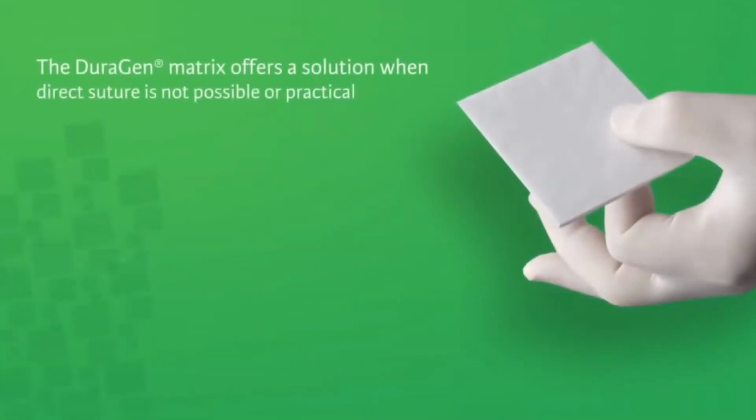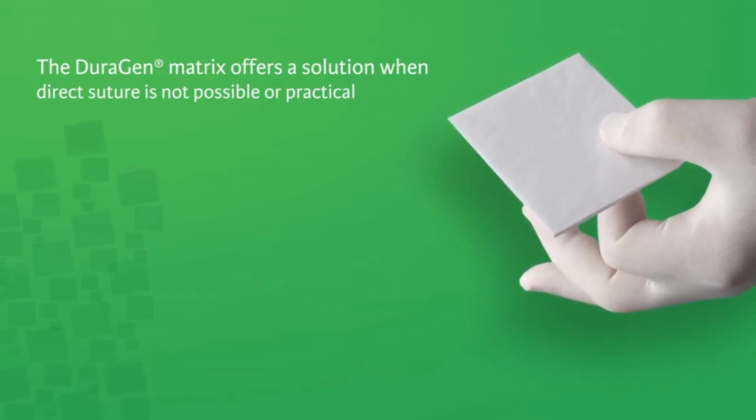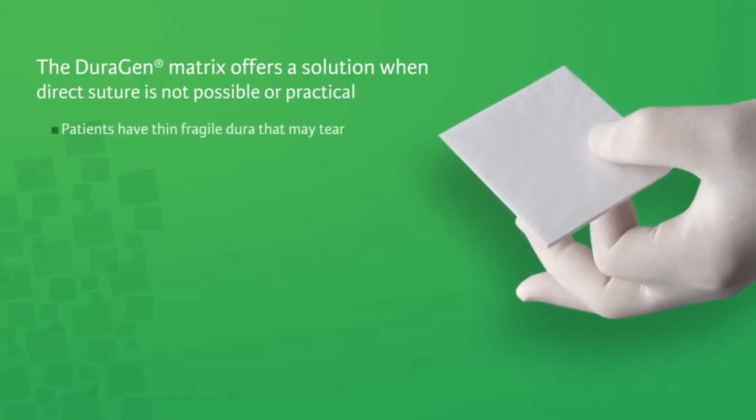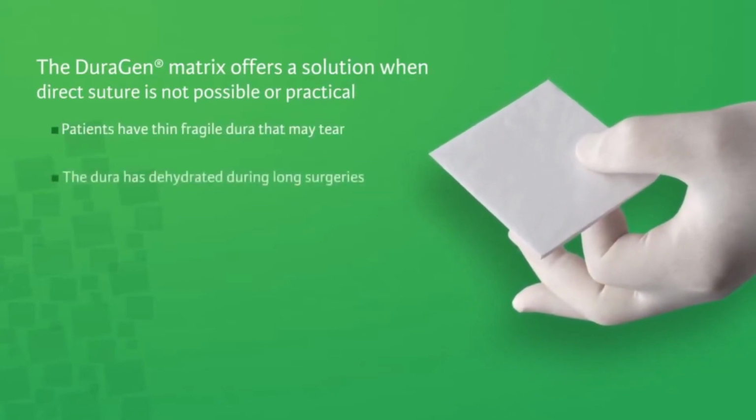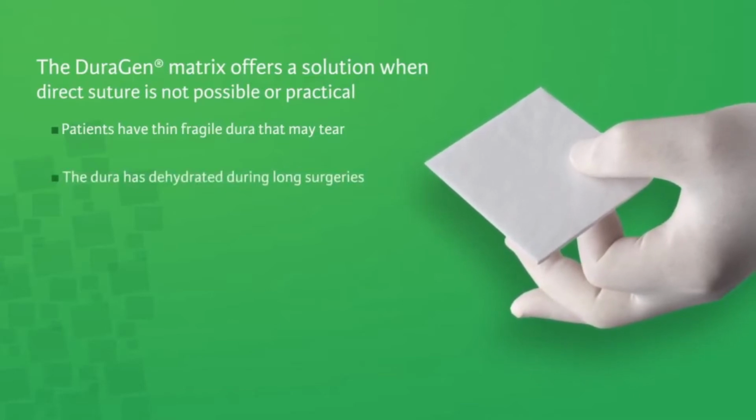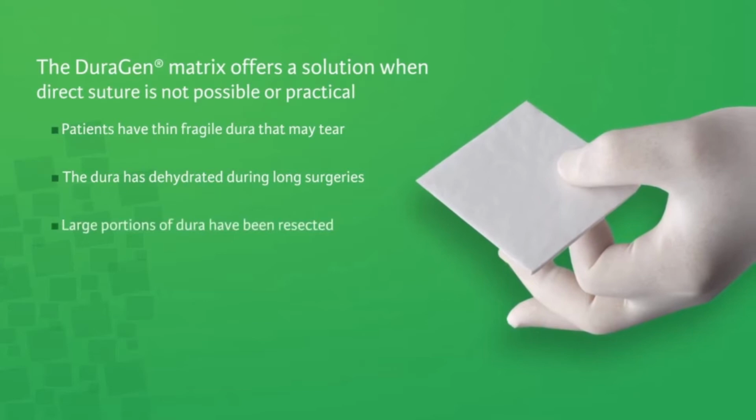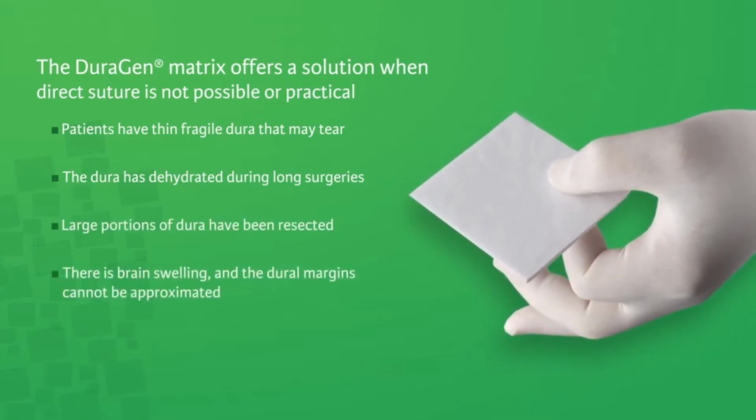The DuraGen matrix offers a solution when direct suture is not possible or practical. Physicians reported that such situations include older patients with thin, fragile dura that may tear, cases where the dura has become dehydrated during long surgeries, when large portions of the dura have been resected, and when there is brain swelling and the dural margins cannot be approximated.